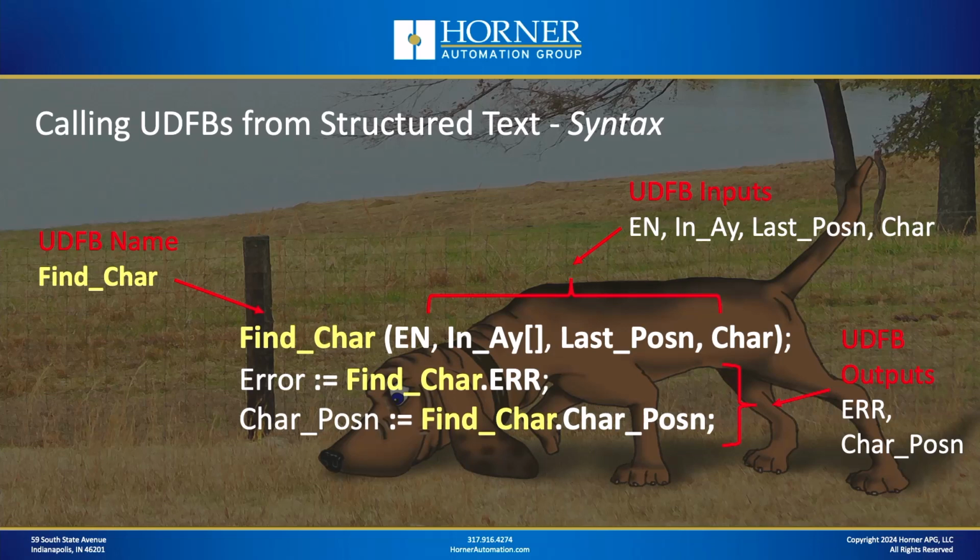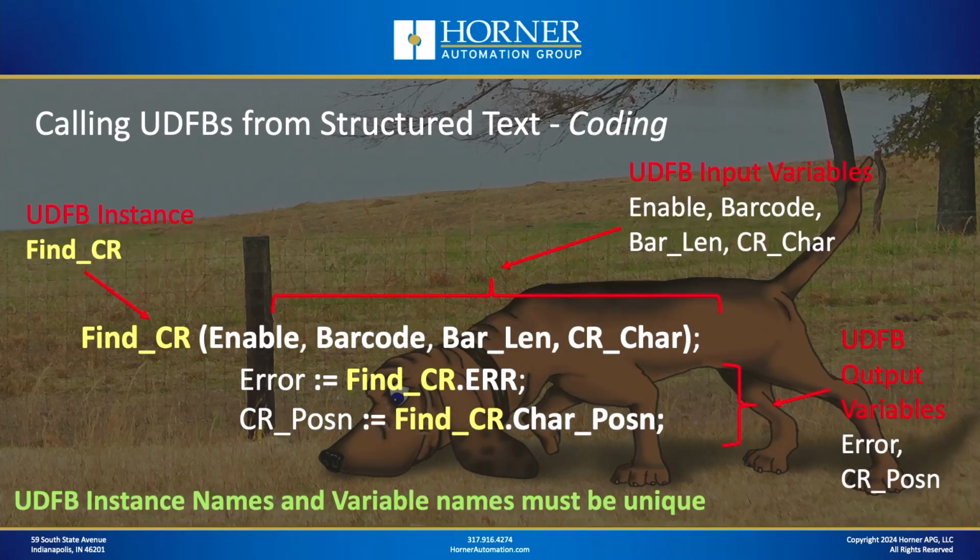Now, from a specific coding standpoint, let's take a look at this next slide. So in reality, you aren't doing a function call using the name of the UDFB itself. You're using the name of an instance of that UDFB. So if the find character UDFB is what we were using, we would have to first create an instance of the find character UDFB, which I've named on the screen find carriage return or find CR. And then I have within the round brackets, separated by commas, 4 different variables that are used as the input variables for that particular function.